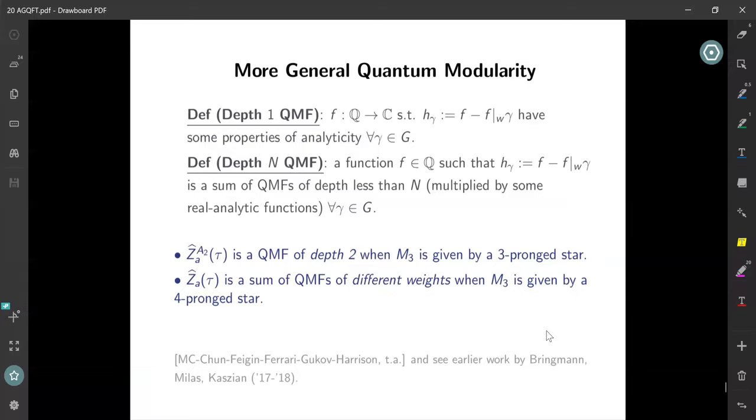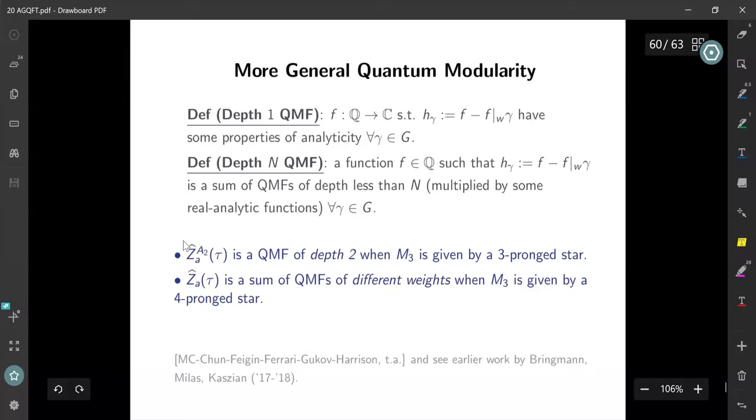How about the connection to quantum modular forms? Well, it's very interesting, because when we, for instance, look at the SU3 theory, then the z hat invariant will actually be quantum modular forms of depth 2. So what are higher depth quantum modular forms? Well, the definition works recursively. The usual quantum modular forms that I defined earlier are the so-called depth 1. So depth n means that you have a function such that the cocycle is now a sum of quantum modular forms of lower depths, of depth less than n. So this is the recursive definition of higher depth quantum modular forms.